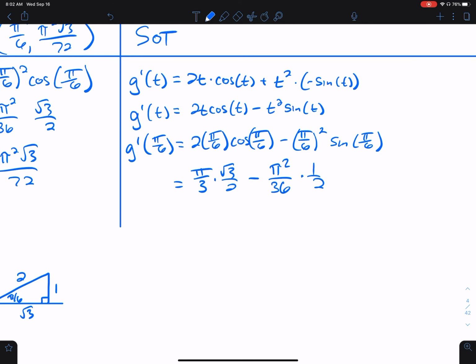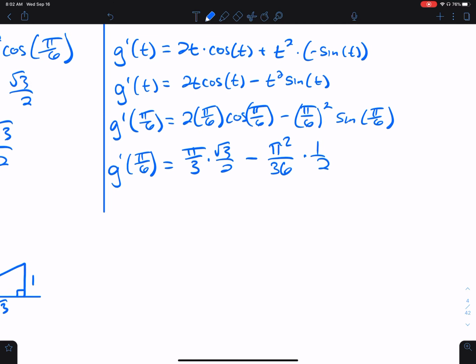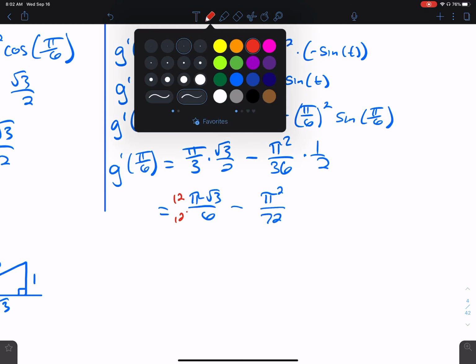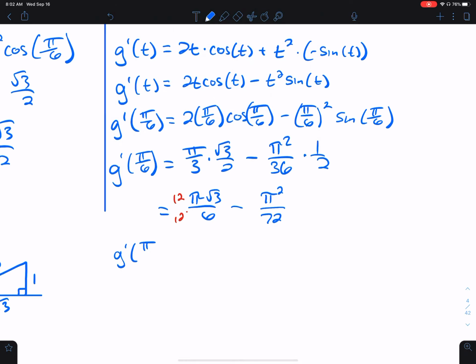Now at this point, if you wanted to just stop simplifying this, on the AP Calculus test, on a free response, you could do that, and you could say this is the slope. Just make sure that you put it in parentheses when you put it into the function, function meaning the tangent line. I'm going to clean this up a little bit. Going to get common denominators by multiplying this first fraction by 1 in the form of 12 over 12. That's going to give me the slope as a single fraction, 12 pi square roots of 3 minus pi squared over 72.